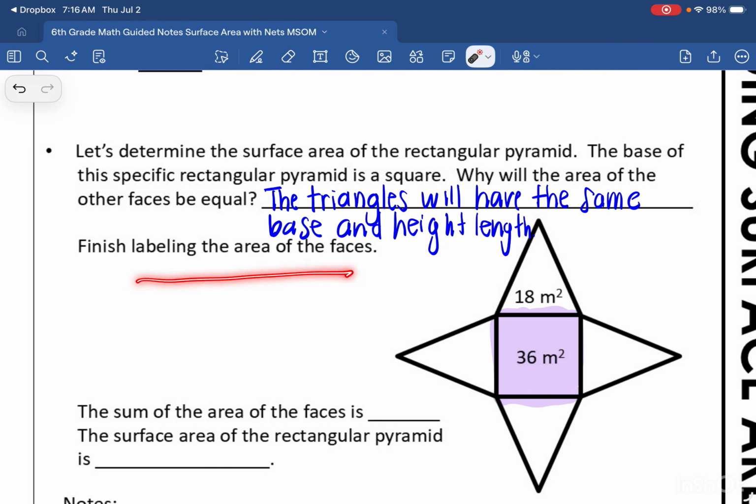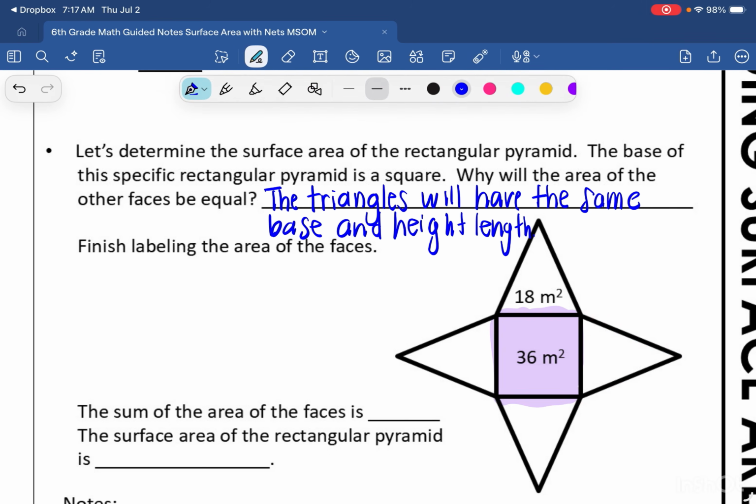Finish labeling the area of the faces. It tells me that this square is 36, and then it tells me this triangle is 18. Therefore, all of the other triangles must also be 18 since they will have the same area.